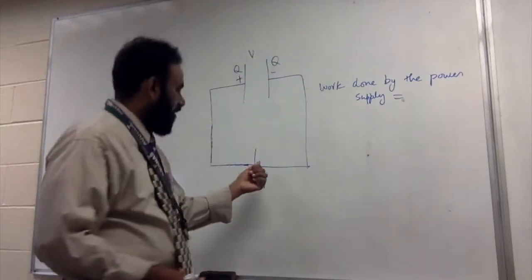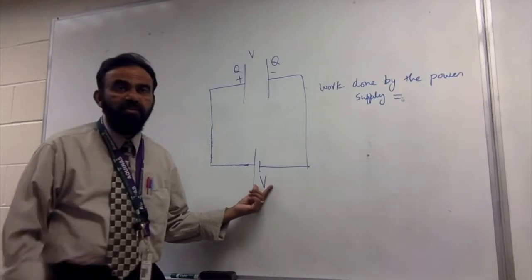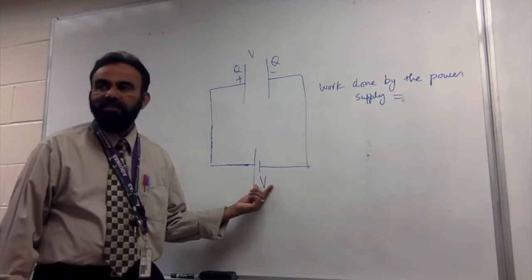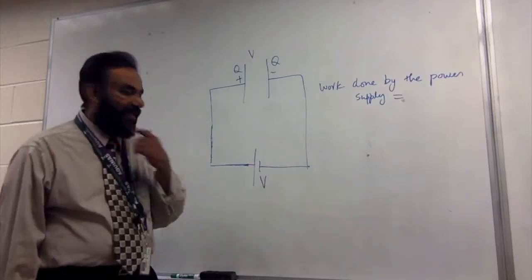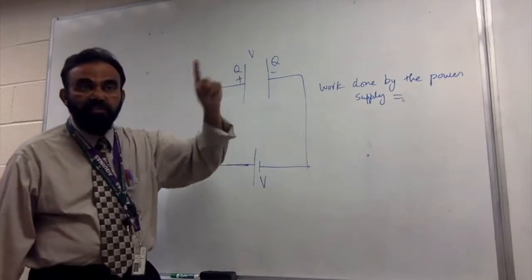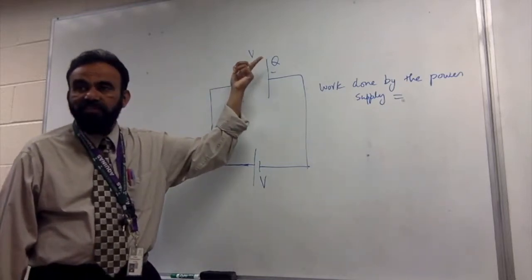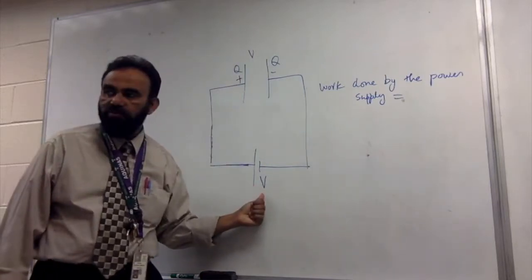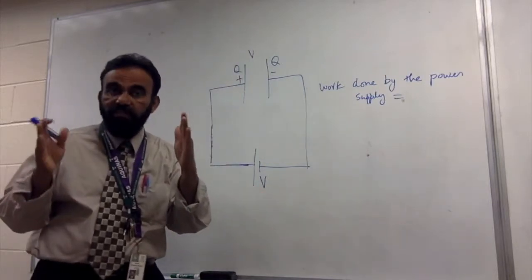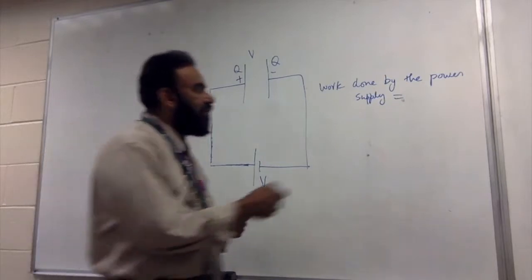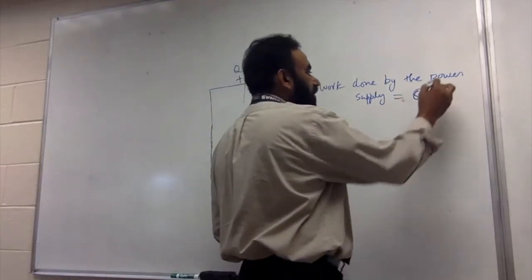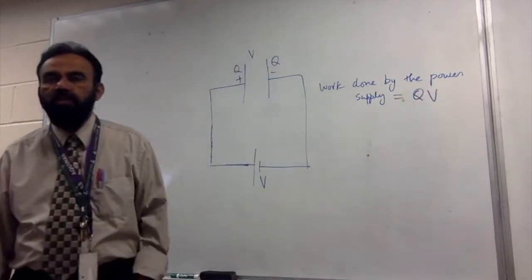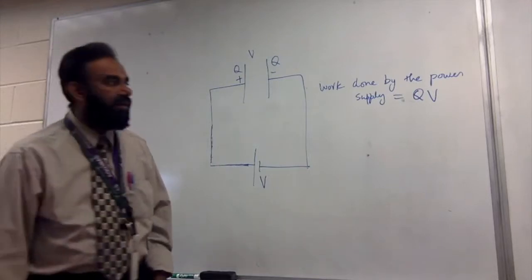And so when charges are being transferred from here to here, this V is not going to change. It's a power supply. The V is fixed. Whereas here the V is not fixed. What was the initial potential difference here? Zero. And then it builds up. Whereas this one is not going from 0. It stays fixed potential difference and you're transferring Q coulombs. So the answer is QV. That is the work done by the power supply.